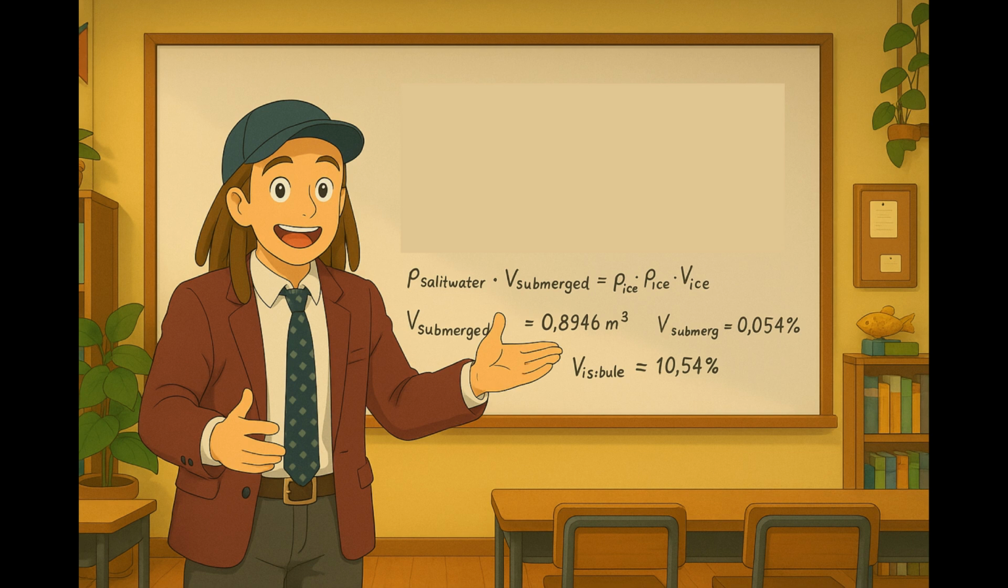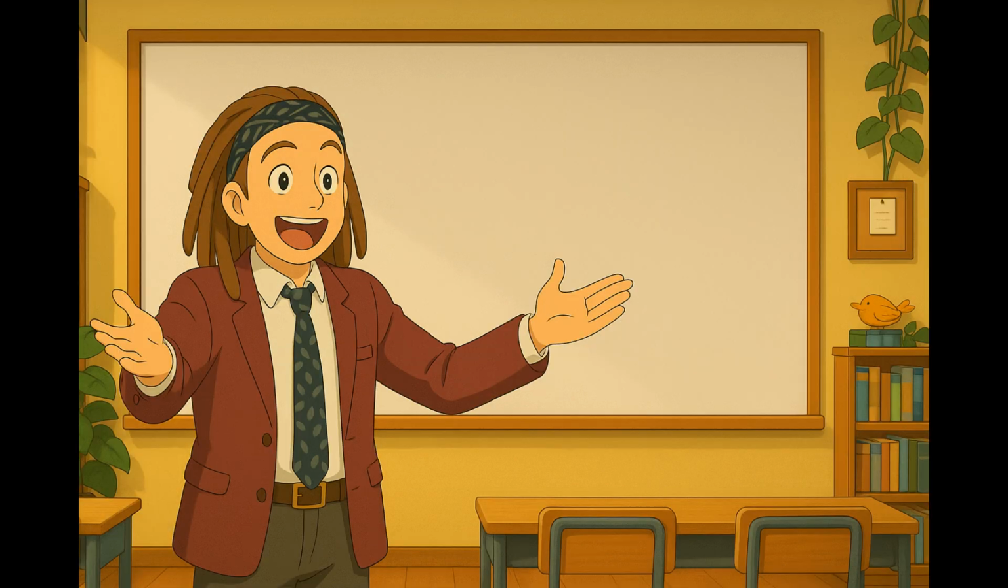To find the volume visible above the water, V visible, we subtract the submerged volume from the total volume. V visible equals V ice minus V submerged. V visible equals 1 meter cubed minus 0.8946 meter cubed. V visible is approximately 0.1054 meter cubed. So approximately 0.1054 cubic meters of the ice block is visible. As a percentage, this is V visible divided by V ice times 100%, equals 0.1054 over 1 meter cubed times 100%, approximately 10.54%.